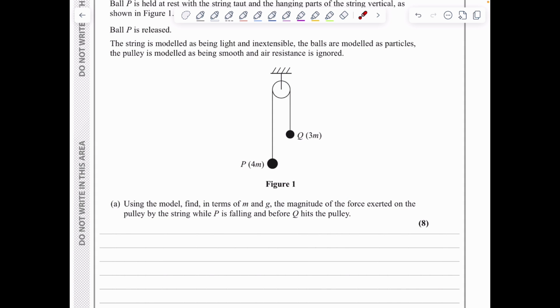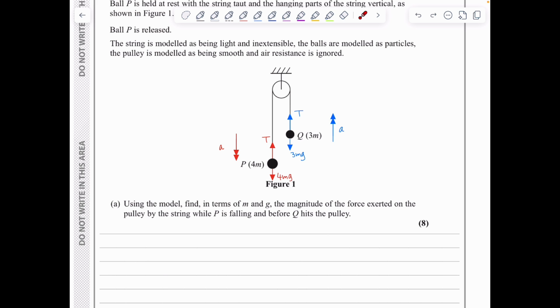So as always, the first thing to do is add all the forces acting here. I will start with the weights of P and Q, so 4mg and 3mg pointing downwards. Obviously, we've got the tension pointing upwards for both particles, and since P is the heavier of the two particles, once it's released, it will start accelerating downwards. So we've got acceleration for P pointing downwards and acceleration for Q pointing upwards.